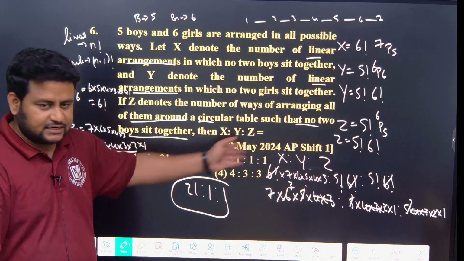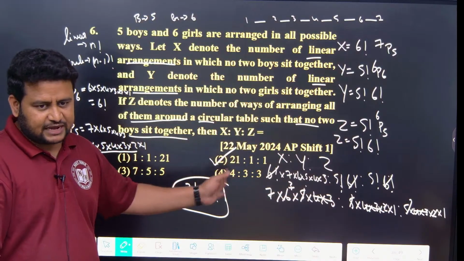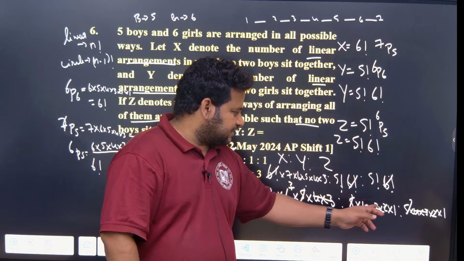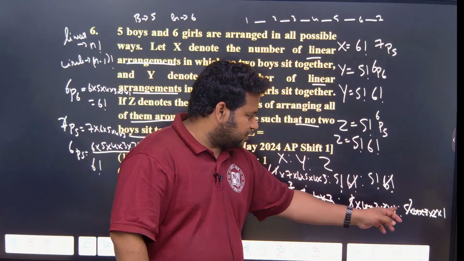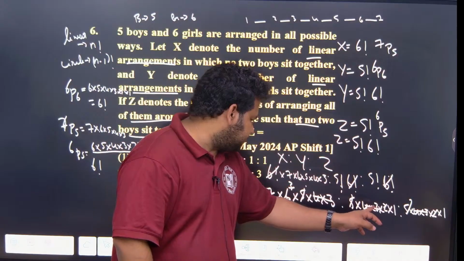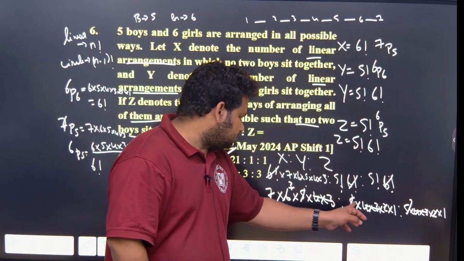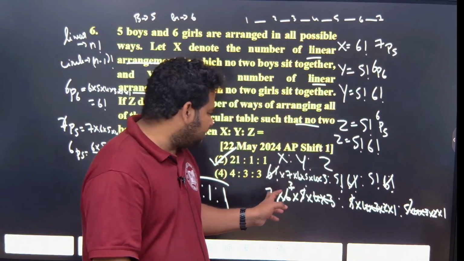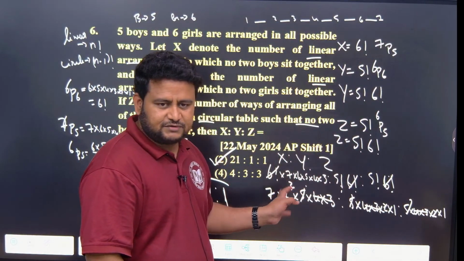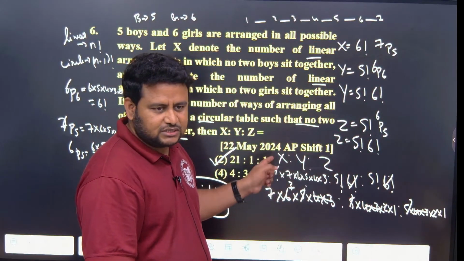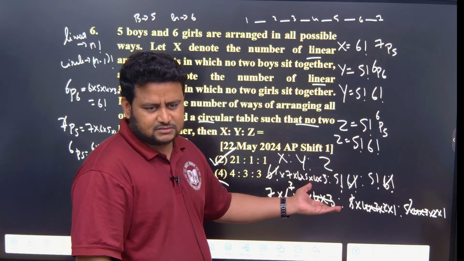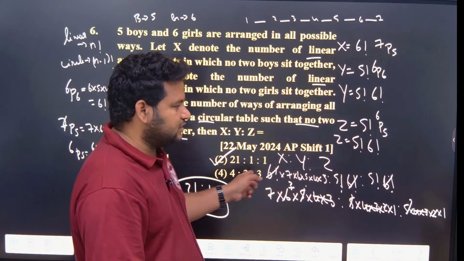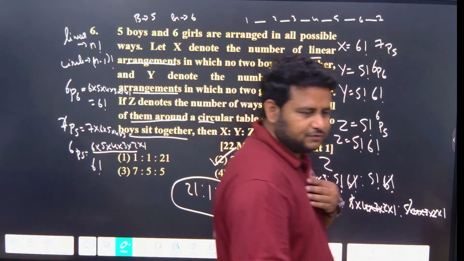So these three you will get. You write x is to y is to z, then you cancel it. Write 5 factorial, 5 factorial, extend it: 5 into 4 into 3 into 1. 4 into 3, you cancel. 5 and 5 cancel. Finally you will be left with 7 into 3, which is 21. So 21 is to 1 is to 1. This is basic maths, cancellation. You can do it by yourself. Understood everyone? Can we go to the next question?